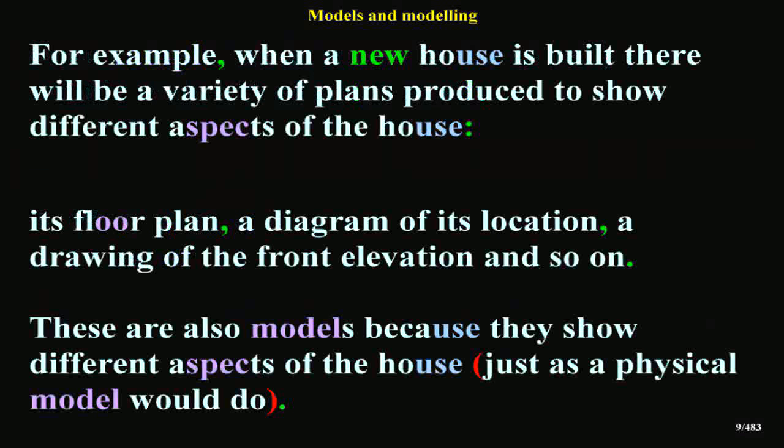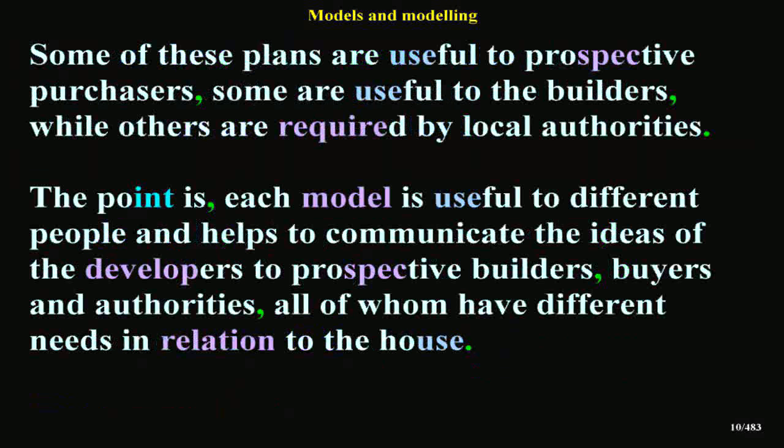For example, when a new house is built, there will be a variety of plans produced to show different aspects of the house. Its floor plan, a diagram of its location, a drawing of the front elevation, and so on. These are also models because they show different aspects of the house just as a physical model would do. Some of these plans are useful to prospective purchasers, some are useful to the builders, while others are required by local authorities. The point is, each model is useful to different people and helps to communicate the ideas of the developers to prospective builders, buyers, and authorities, all of whom have different needs in relation to the house.